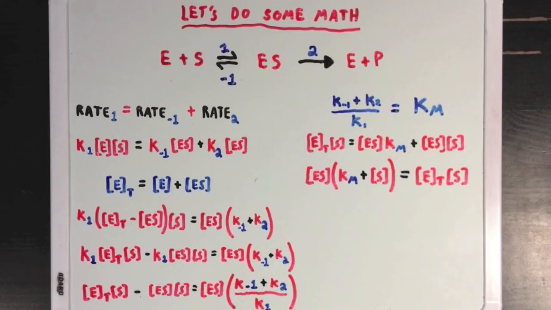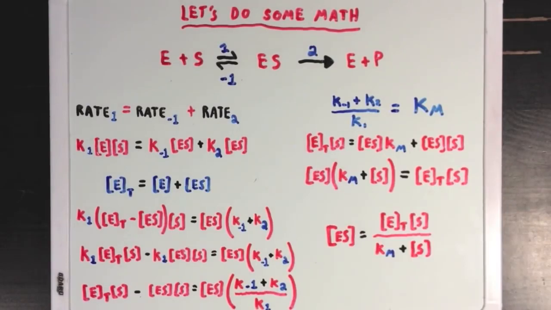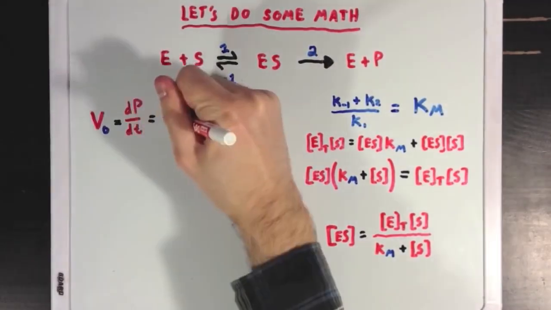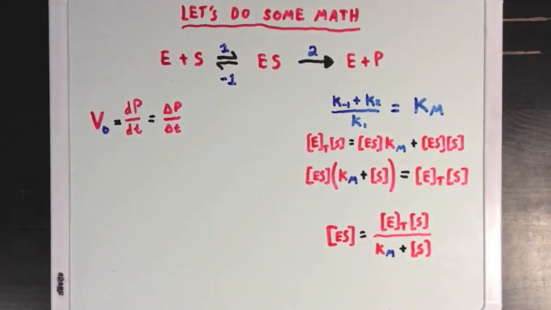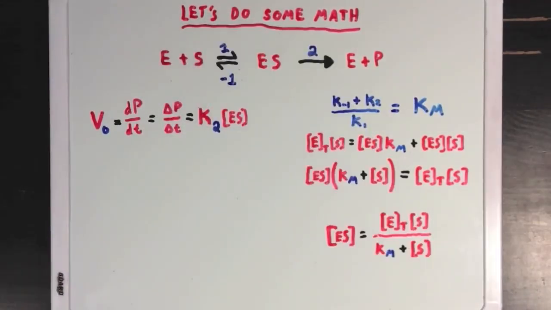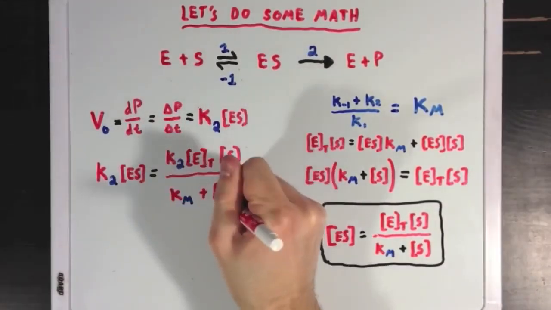And then what I'm going to do is divide both sides of the equation by Km plus S, so I can move that term to the right side. I'll make some more room over here, and now I'm going to remind you that the speed of our whole process, which I'll call V0, is equal to the rate of formation of our product, which we called rate 2 before, which is also equal to k2 times ES. So now, using our equation over here, I'm going to multiply both sides of the equation by k2.